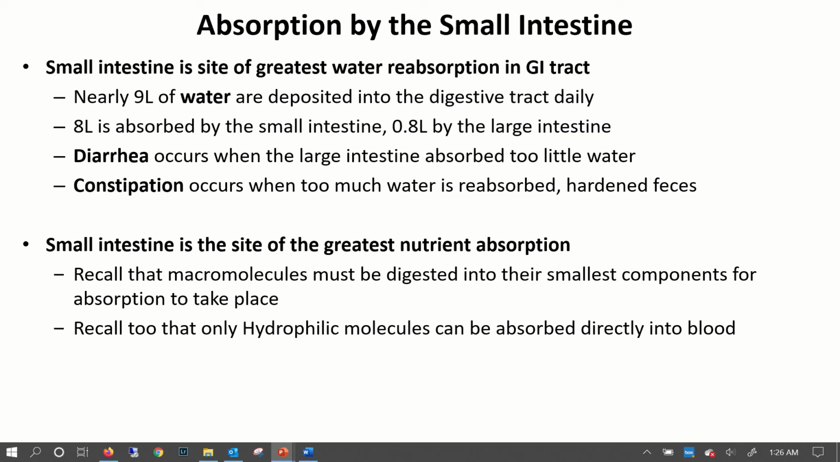Now, the small intestine is the greatest site of nutrient reabsorption, and the idea here is we want to remind ourselves that the macromolecules had to be digested into their smallest components first before this could take place. Second thing, and this is important for bile, is that only hydrophilic molecules can be absorbed directly into the blood. Hydrophilic mixes well with water, but if you start to think about lipids and lipid-soluble vitamins, those are hydrophobic. So you got to do something about that.